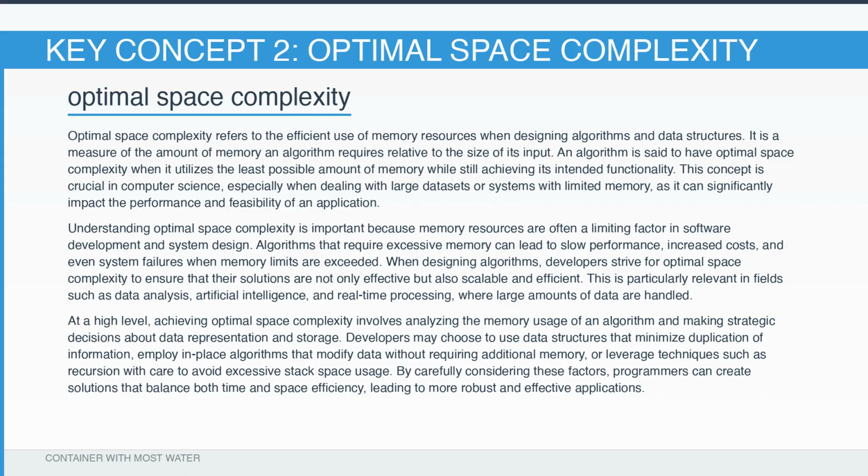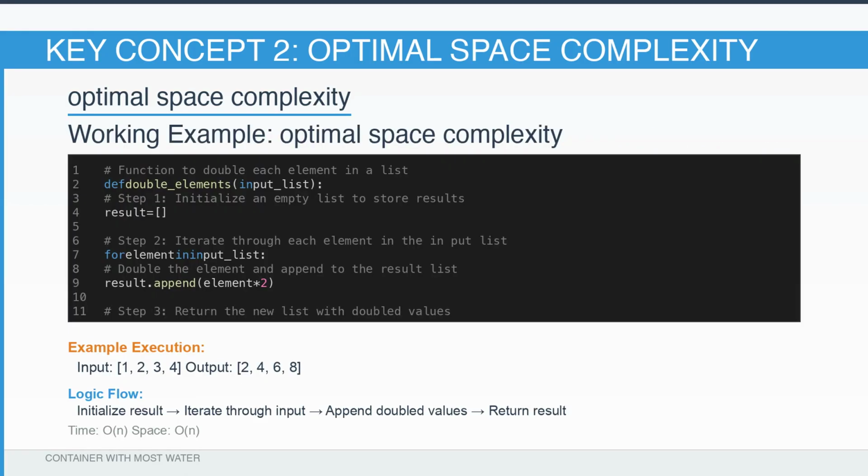To achieve optimal space complexity, developers analyze how much memory their algorithms use and make smart choices about how to store and represent data. For instance, they might use data structures that avoid duplicate information or design in-place algorithms that modify existing data without needing extra space. By focusing on these strategies, programmers can create more efficient and scalable applications, which is critical in areas like data analysis or real-time processing. In this slide, we have a function called double elements, which takes an input list and returns a new list where each element has been doubled.